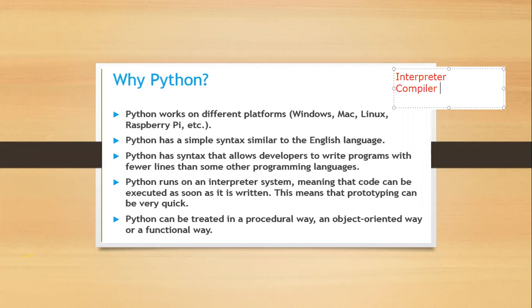I see my output, I see if I have errors, and I see all that. So Python works under an interpreter, and the interpretation is done line by line. Other languages like C and Java work with what we call a compiler.